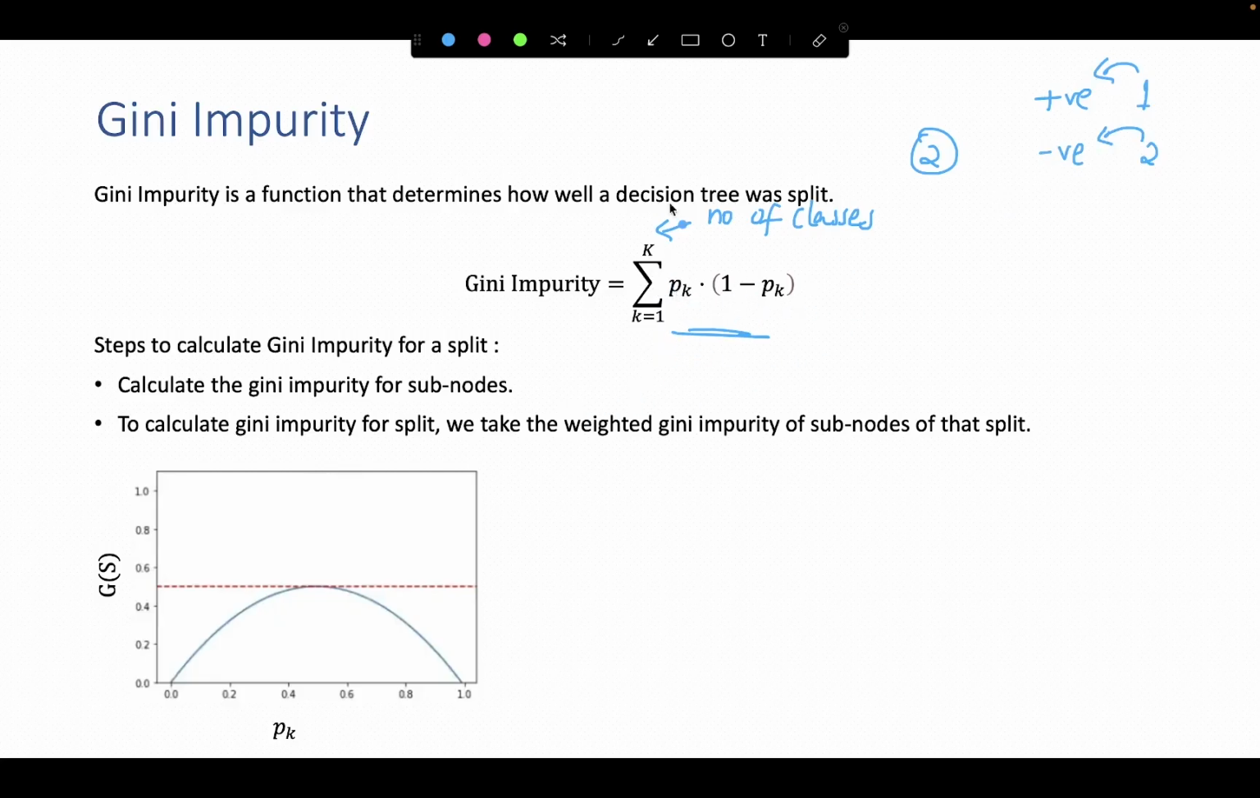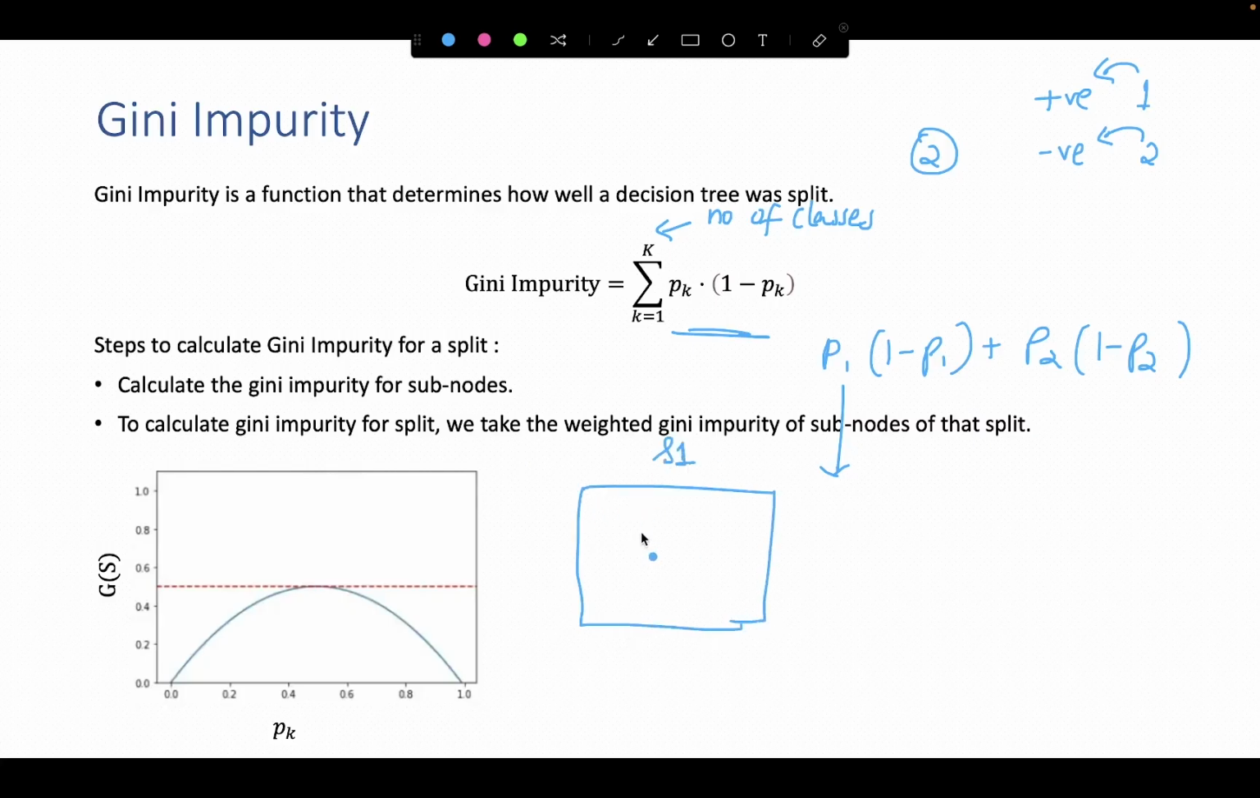So the formula is the summation over k equal to 1 to capital K of p sub k multiplied by 1 minus p sub k. When I expand this for the example data, it turns out to be p sub 1 multiplied by 1 minus p sub 1 plus p sub 2 multiplied by 1 minus p sub 2, where p1 is the probability that a randomly chosen data point belongs to class 1. Now let's consider an example. Let's say this is my subnode S1, where I observe 3 data points with positive labels and 3 data points with negative labels. In total, there are 6 data points within this subnode.